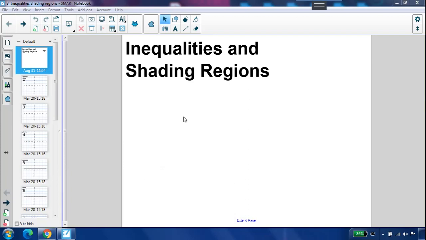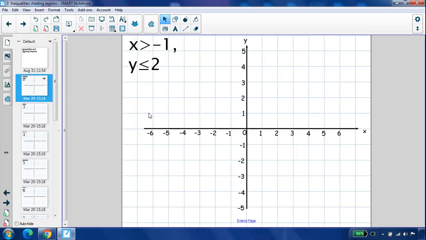Hi everyone, this is the final video of equations and inequalities, and we are going to be looking at inequalities and shading regions. So if we look at an example, you may recognise this from GCSE. I've got to draw these inequalities on the axes provided, and then for the purpose of the examples I'm going to be shading the region which satisfies the inequalities.